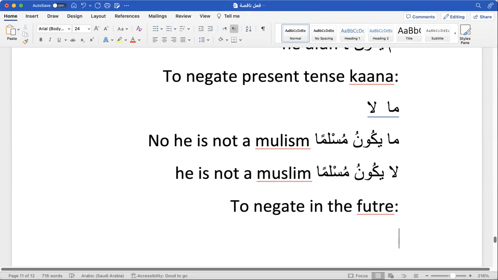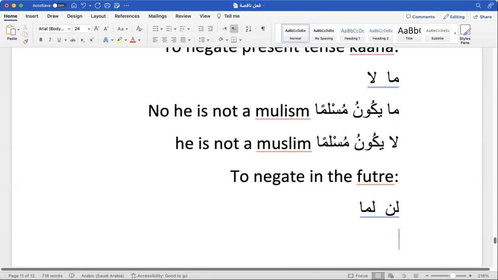Lamma, is it? Yes, one is lamma. Okay, and then lan. So lan and lamma. If I say "he will not," then I will use lan. "He will not" means lan, and what will be its version? So what will happen to yakunu?